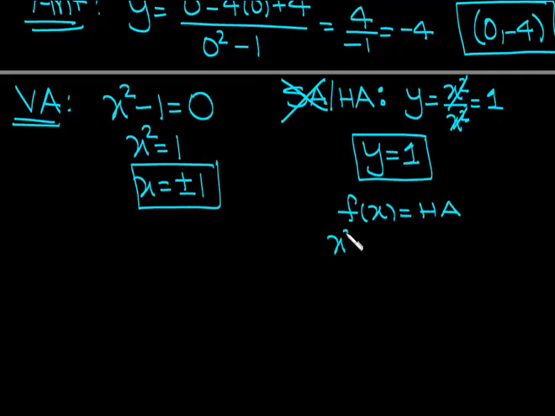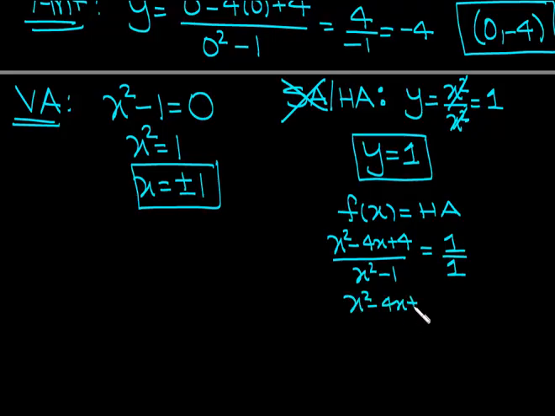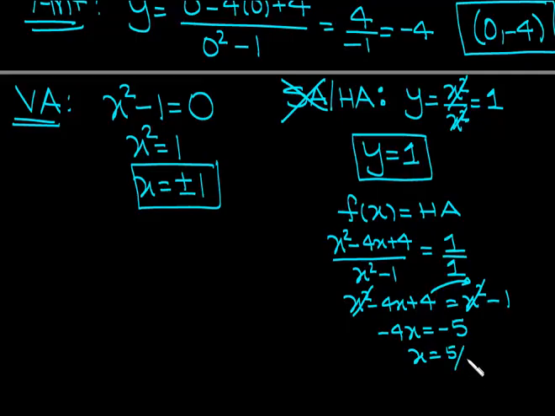Our function was x squared minus 4x plus 4 divided by x squared minus 1 is equal to 1. This is over 1 then, because that's my horizontal. We can cross multiply, so we get x squared minus 4x plus 4 is equal to x squared minus 1. These cancel, so we get negative 4x is equal to negative 5 when you move the 4 over, so we get x is equal to 5/4.